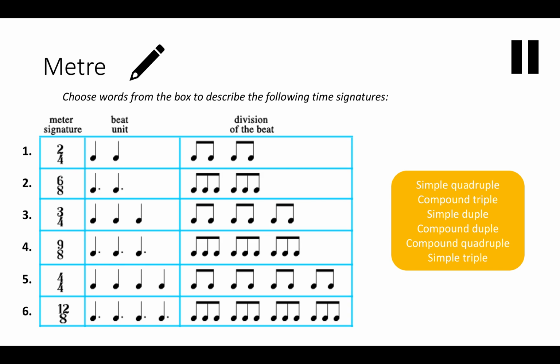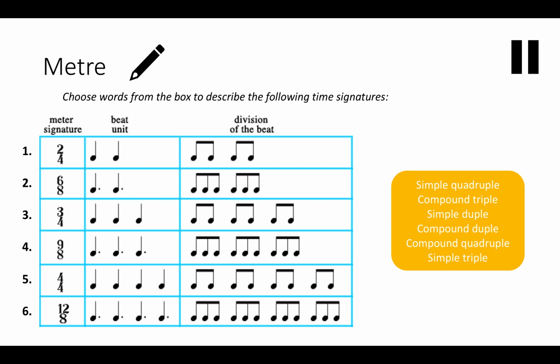And we know that meter is to do with how many beats are in a bar and the time signatures. So we did this at the beginning of the year, we looked at these a lot. So I'd like you to pause the video now and see if you can remember which of these words in this box goes with these time signatures here. And I've given you the time signature, how many beats would be in a bar, and how those beats would be divided. So pause the video and off you go in your book, on your paper there.